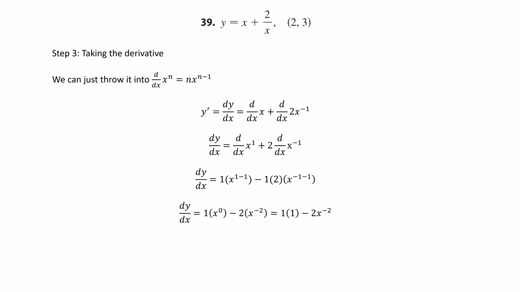And of course, just remember that anything to the power of 0 is always 1. So if it's e to the 0, if it's 2 to the 0, if it's x to the 0, it's always 1. A common mistake that sometimes people make is they see 2 to the 0 and think, oh, that's 0. So just make sure you don't goof up that way on the test. So of course 1 times 1 is just 1, and then you're still subtracting your 2x to the power of negative 2. And so now we have our derivative.